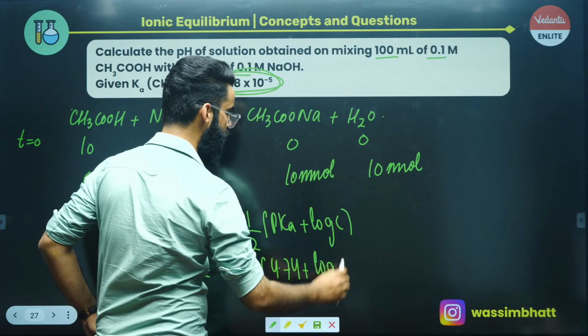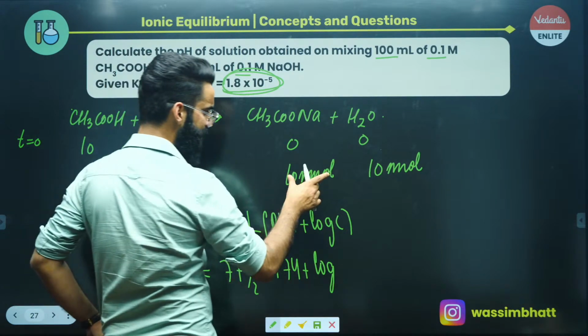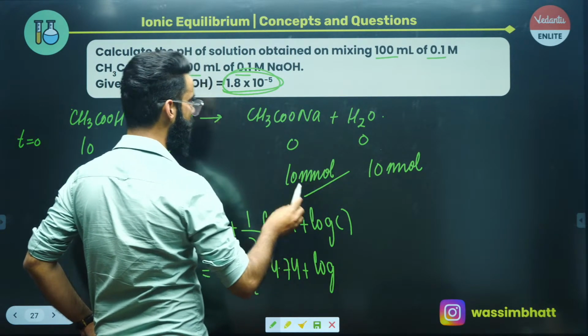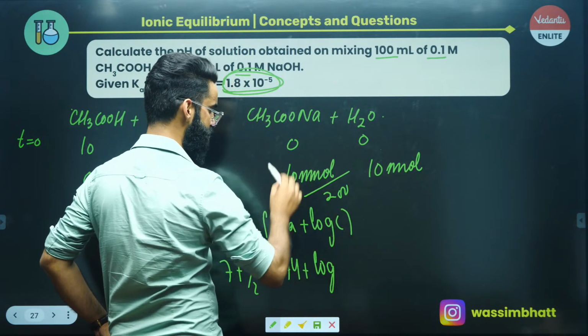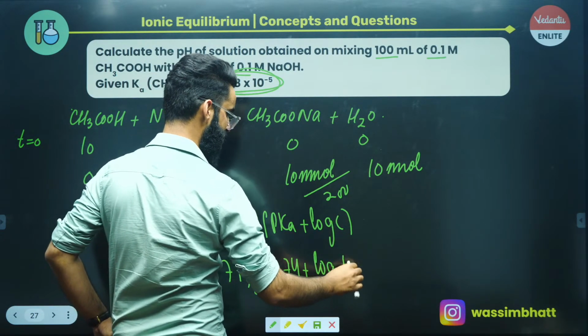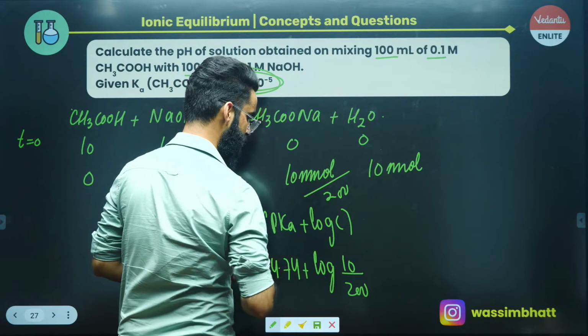C is the concentration of salt. What is the concentration of salt? Since you know the millimoles of salt, just divide the millimoles of salt by the total volume of the system, which is 100 plus 100, 200. So this gives you the concentration of salt, and the concentration of salt comes out to be 10 divided by 200. That means 1 by 20, right?